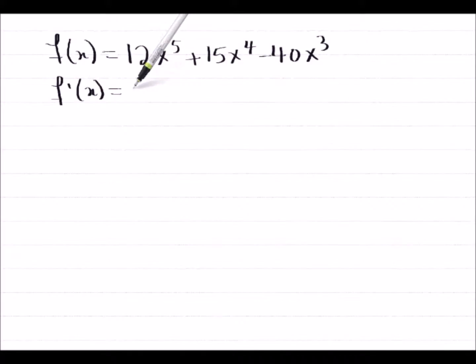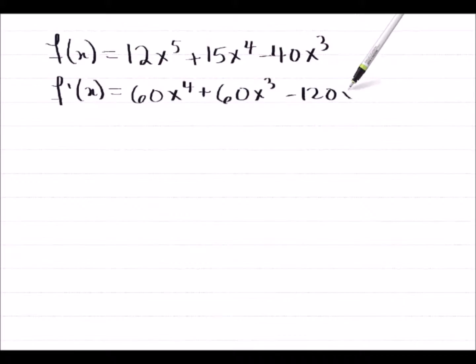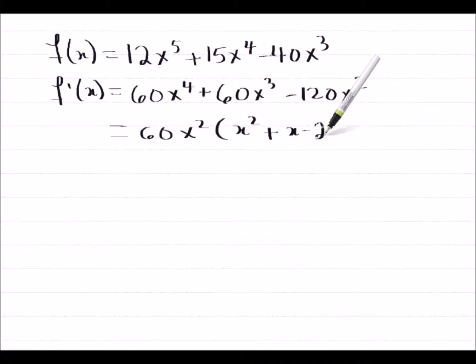So that's 12 times 5, 60x^4, plus 15 times 4, 60x^3, minus 3 times 40, 120x^2. Because I will need to solve f prime of x equals 0, I should factor this. There's a common coefficient of 60. I can also factor x^2. I'm left with x^2 plus x minus 2.